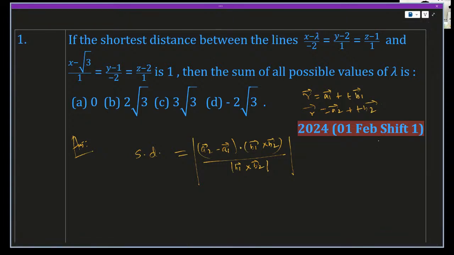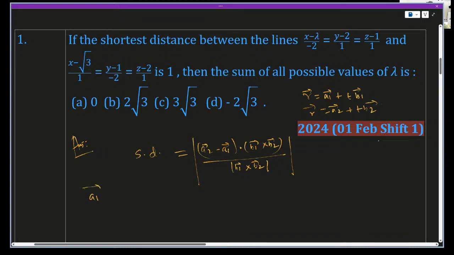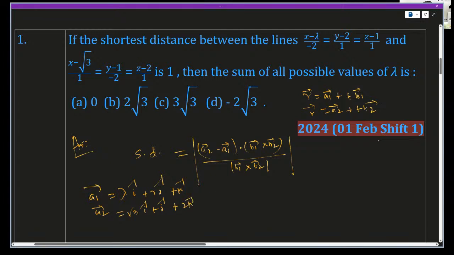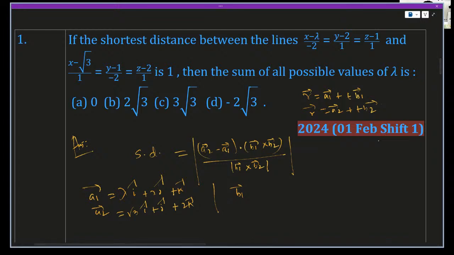In our problem, A1, A2 are the points on the first and second lines. So A1, if we write in vector form, is going to be lambda i plus 2j plus k. A2 is going to be root 3 i plus j plus 2k. And B1, B2 you can recognize. B1 is what? Minus 2i plus j plus k, and B2 is i minus 2j plus k.